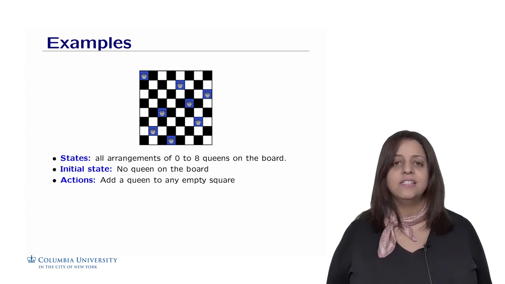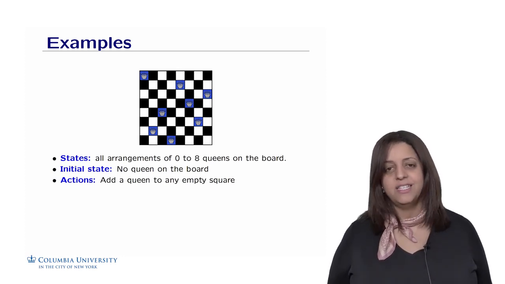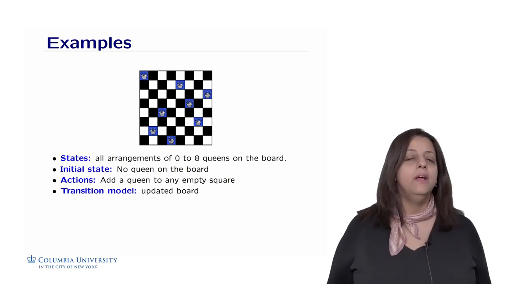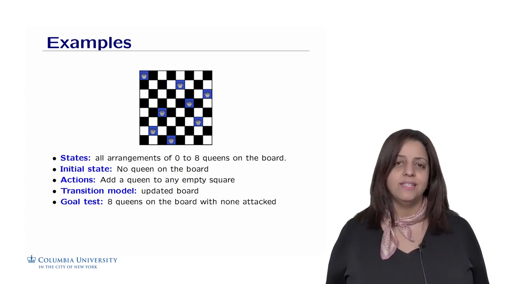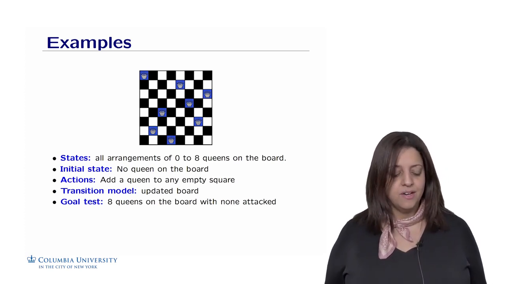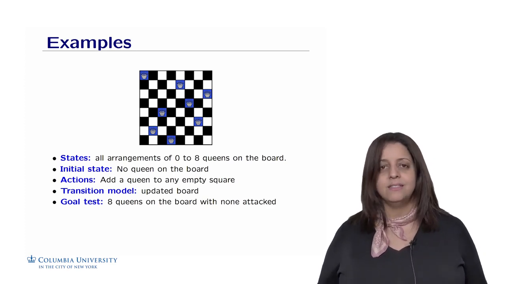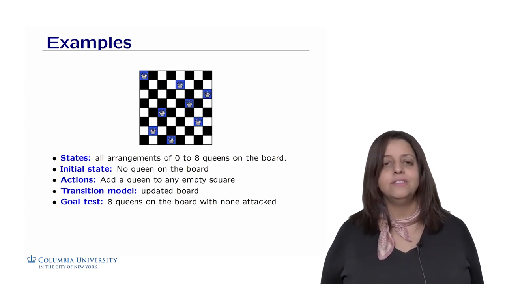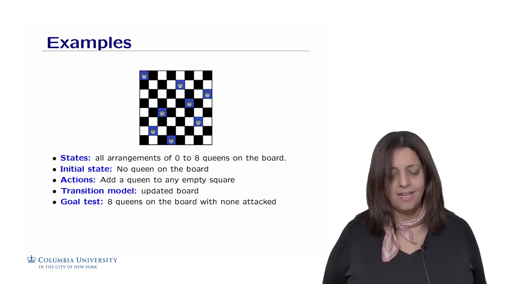The action is simply each player adding a queen on the board on an empty square. So these are the possible valid actions. You can't, for example, push one queen and replace it by another one. The transition model is the updated board. And finally, the goal test is a test that allows us to say whether the 8 queens on the board are none of them attacked. So it's a test that compares each queen with respect to the other ones and says whether the goal is found and no queen is attacked by another one.